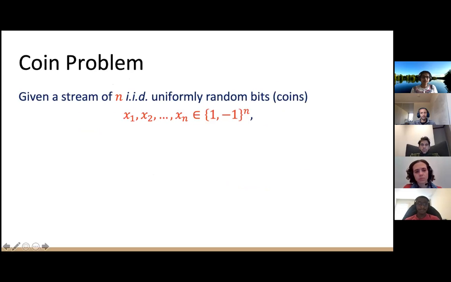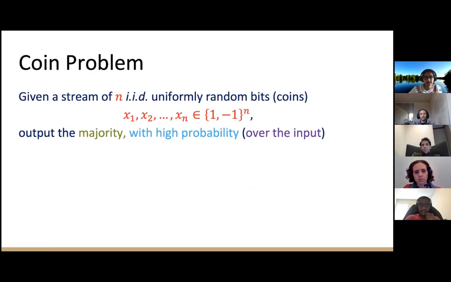So the coin problem that we study is defined as follows: you're given a stream of n independently and identically drawn uniformly random bits. That is, there are n bits that are given to you in a stream x1 to xn, and each xi is plus 1 or minus 1 with probability half. And then at the end of the stream, your algorithm needs to output the majority of these n bits. And you need to be correct with high probability over the input distribution, which is the uniform distribution here.